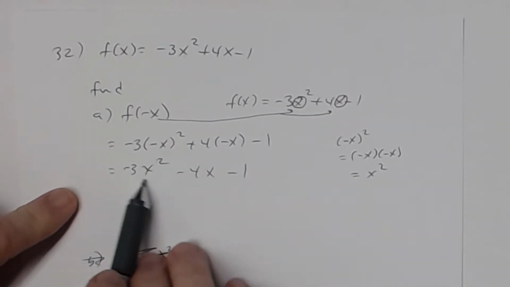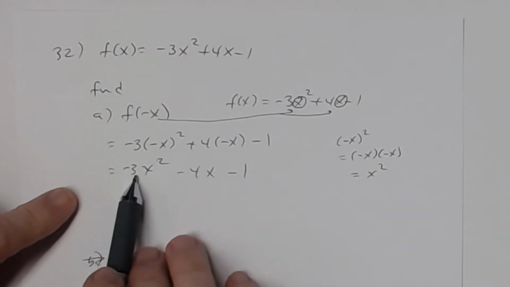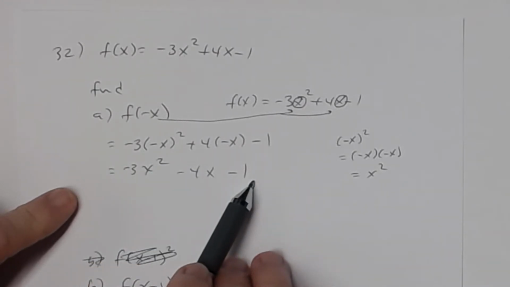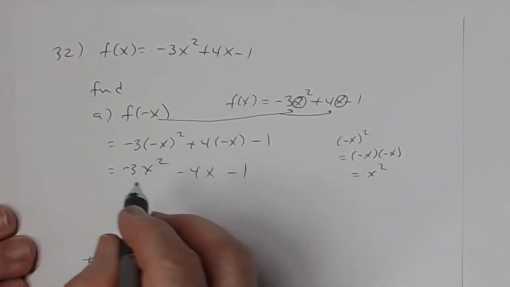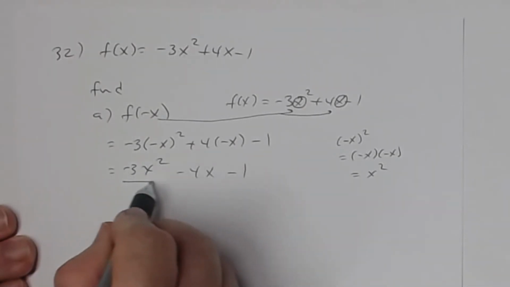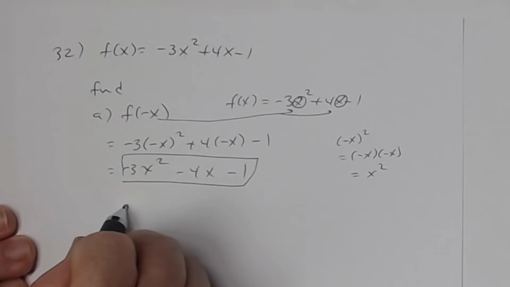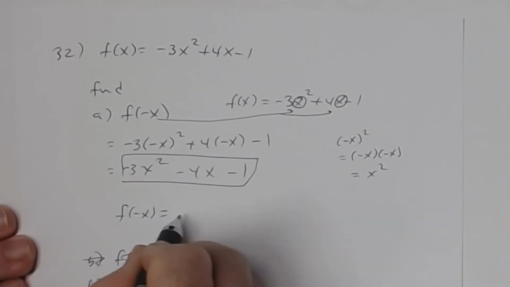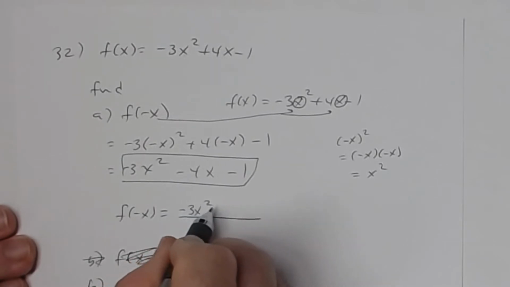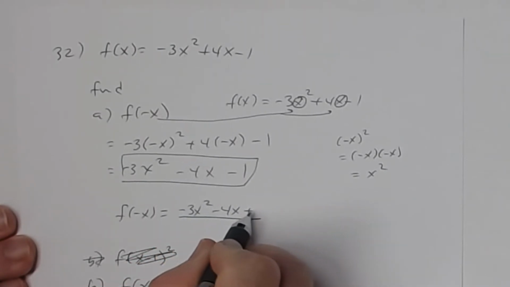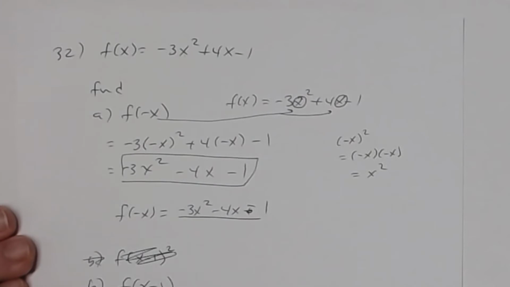And then you look at this and you ask yourself, can I simplify this further? Can I combine like terms? And the answer is no. So there's your answer. So what you found is this. f of negative x is going to equal, and in the blank you would put negative 3x squared minus 4x minus 1. Okay?